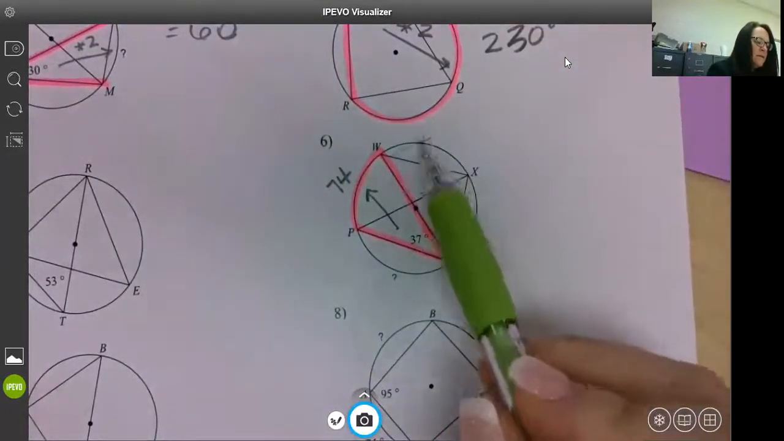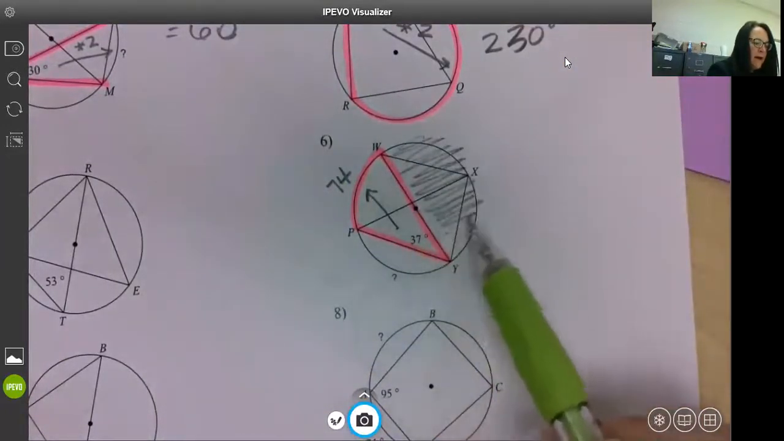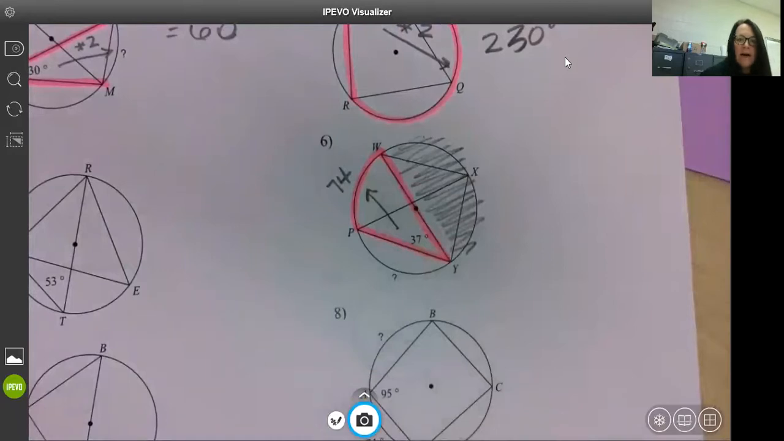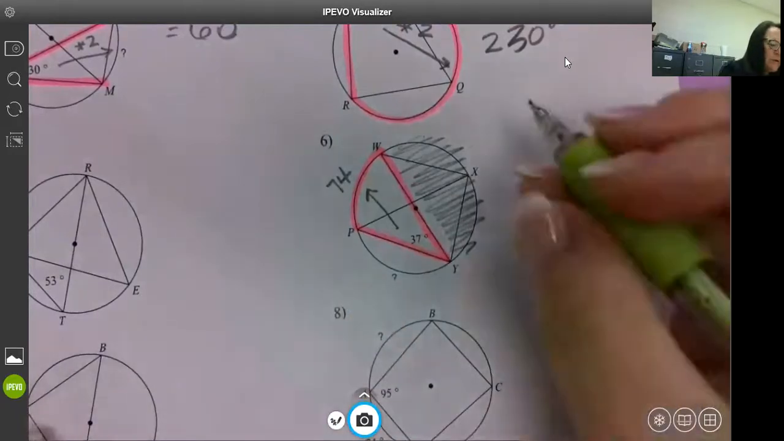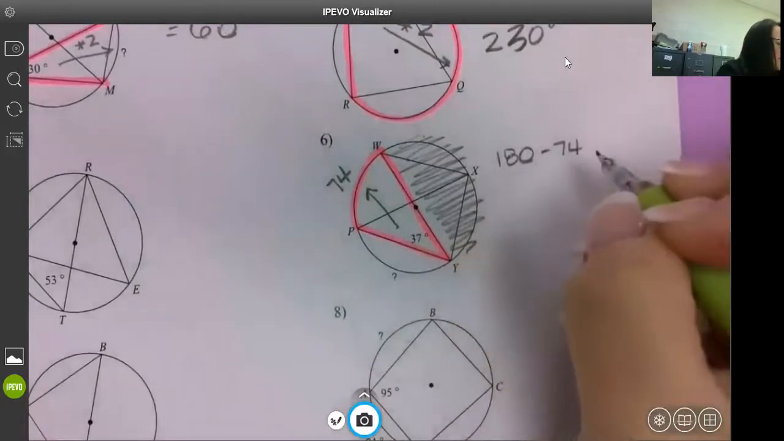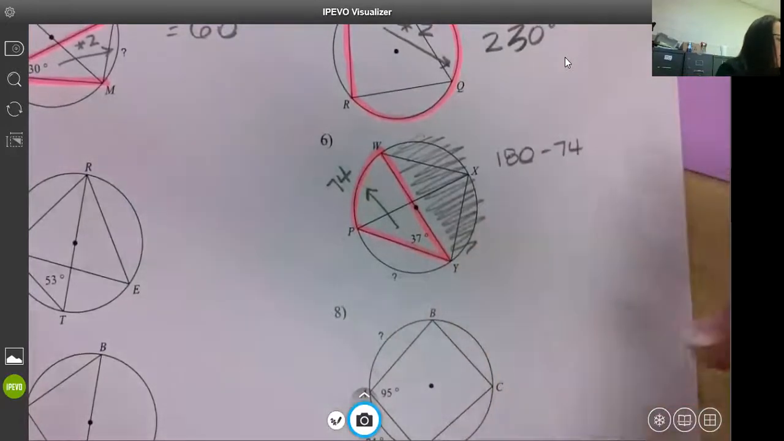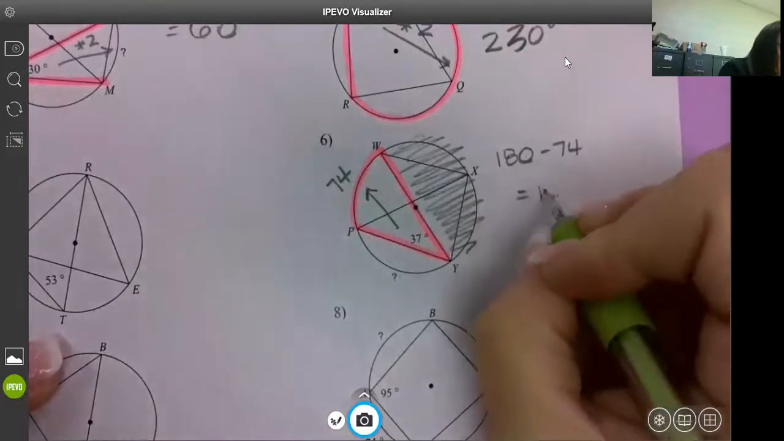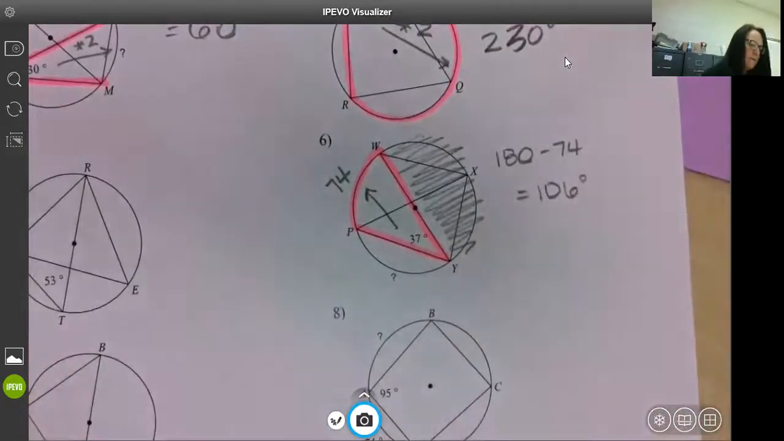But then if you look, we highlighted a diameter. So that means half the circle. So to be able to find the rest of this half, we do 180 minus 74, and we get 106. So if you're missing the other arc, check to see if you have that diameter that splits that circle in half.